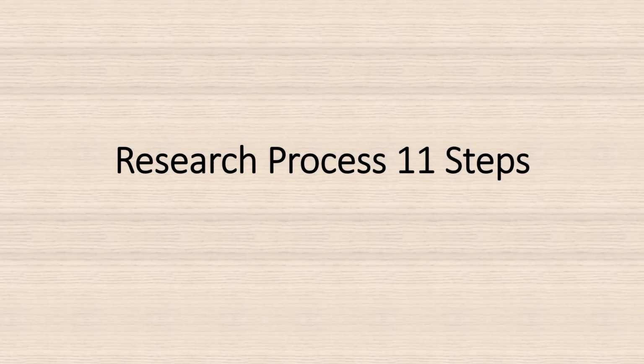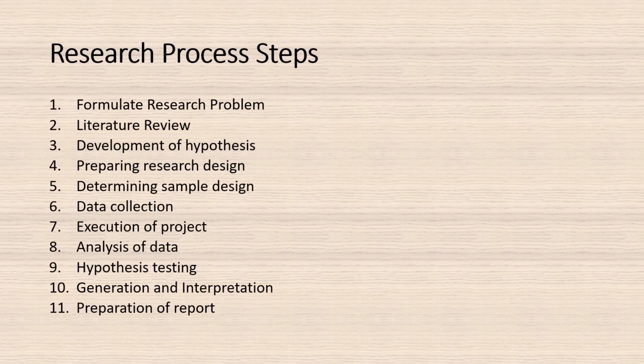Research process, 11 steps. Research process steps: formulate research problem. Literature review. Development of hypothesis. Preparing research design. Determining sample design. Data collection. Execution of project. Analysis of data. Hypothesis testing. Generation and interpretation. Preparation of report.